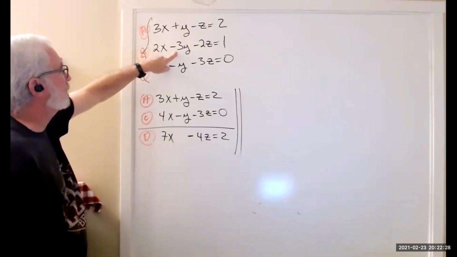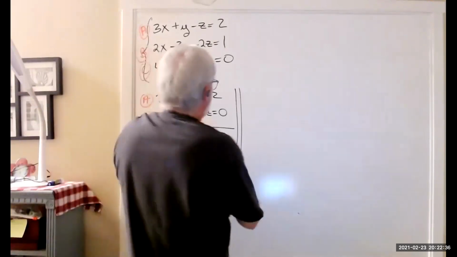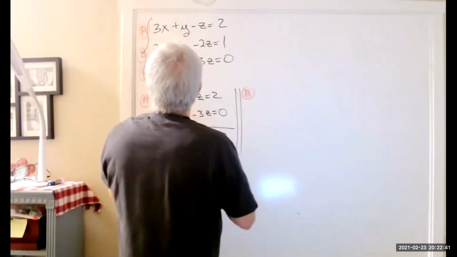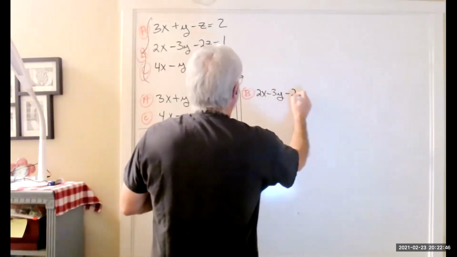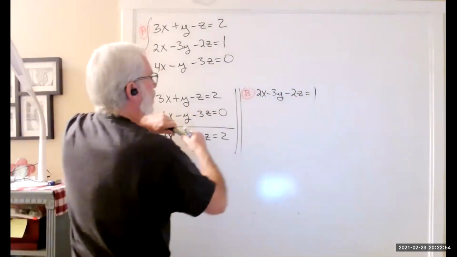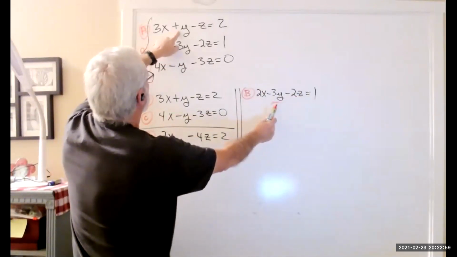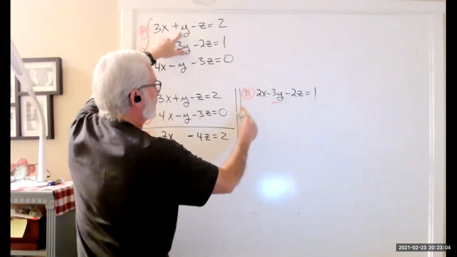Okay, what would you do with A? You would multiply by 3. You got it. I like that. So we're going to take equation B. And I have 2x minus 3y minus 2z equals 1. Okay. And now remember, I want to get rid of the y. So if I did 3 times this y, they would cancel out. So that's 3 times equation A.